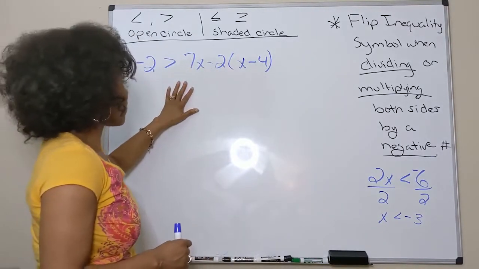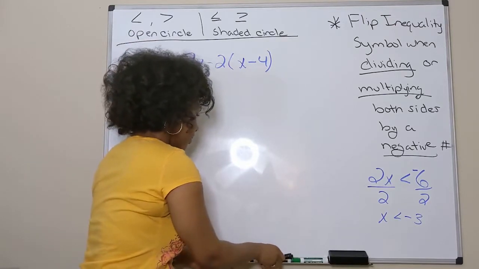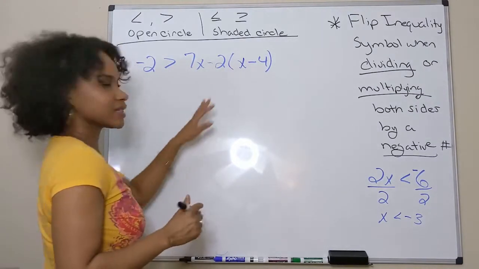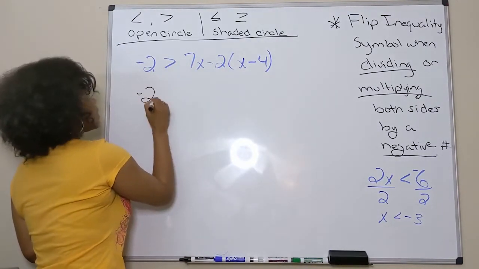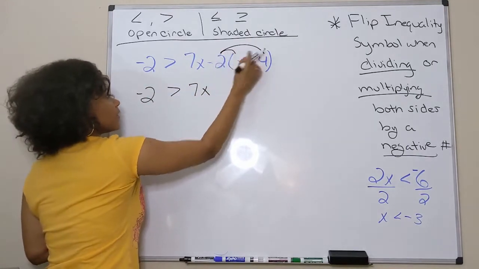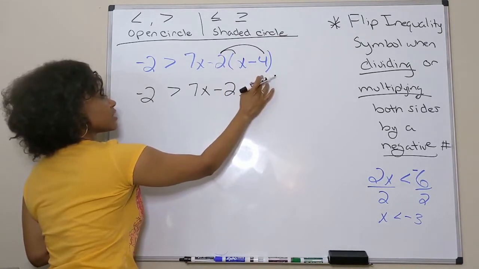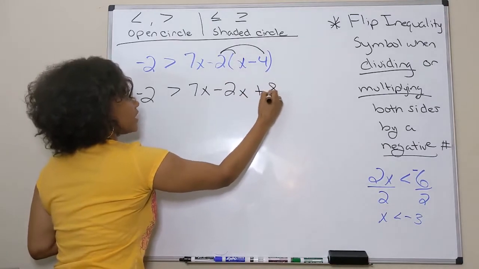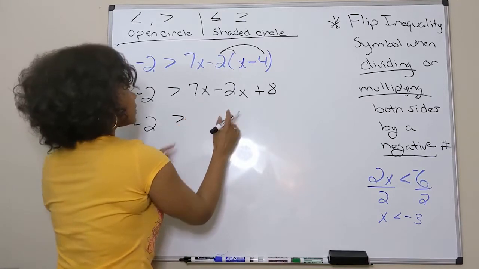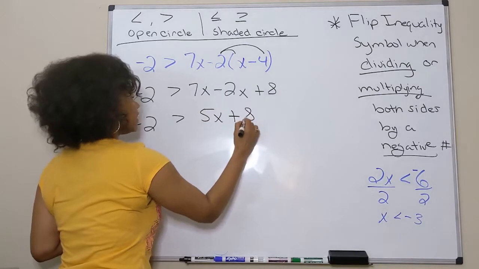So I have a sample problem right here. Let's go ahead and work this problem out and graph the solution. We solve it the same way we solve multi-step equations, with inverse operations. I bring down my 7x, distributive property. So negative 2 times x is negative 2x. Negative 2 times negative 4 is a positive 8. Bring down my negative 2. Combining like terms, 7x minus 2x is 5x plus 8.